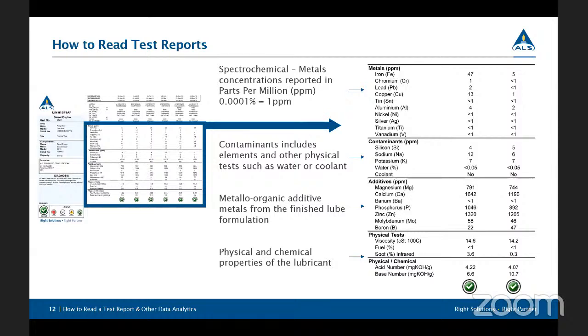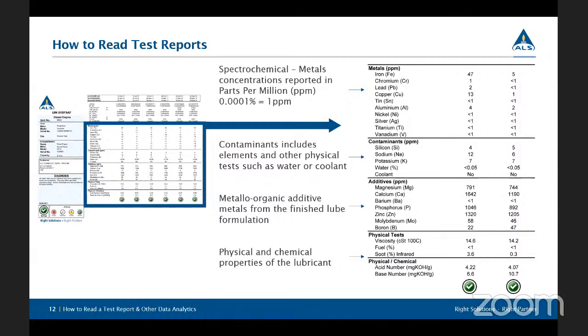Now, one thing I've put there just to help people understand what a parts per million is, that is 0.0001%. So it's a very, very small amount. And that's why we use parts per million, because at times there's a very, very small quantity, and that's how accurate those instruments are in terms of measuring how much metal is in these samples. Below that, we're going to begin to see the contaminants, and this is a mixture of some elements. You can see silicon, sodium, potassium there, and then there's some other physical tests such as water and coolant. So we kind of push those all together just to keep it organized for you.